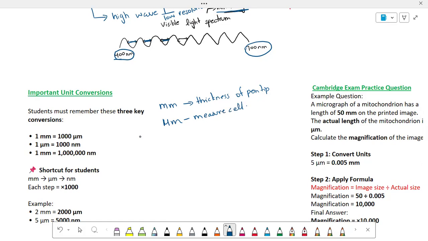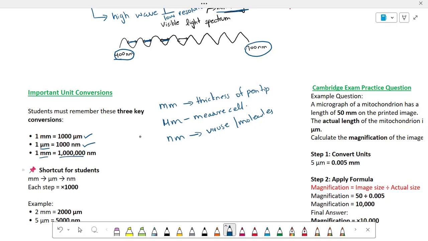Okay, the next one is nanometer. Nanometer is actually the 1,000th of a micrometer, and it's used to measure viruses or molecules. It is extremely small. So here is a key conversion. We have this relationship: 1 millimeter is 1,000 micrometer, 1 micrometer is actually 1,000 nanometer, and 1 millimeter is 1 lakh nanometer.